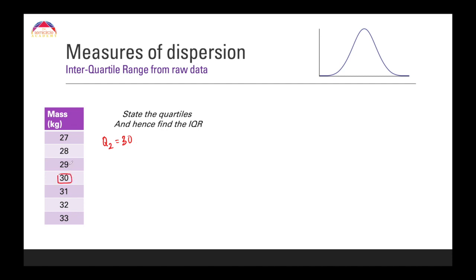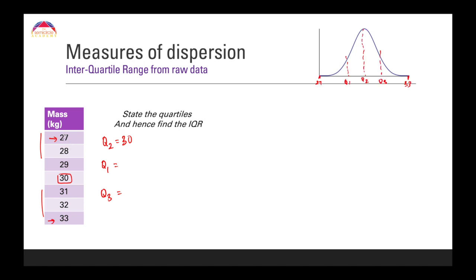All right. Now, if I want to find Q1, Q1 is the lower one. Q3 is the higher one. So Q1 is going to be somewhere here, and Q3 is going to be somewhere here. Can anybody make an educated guess as to what Q1 and Q3 might be?